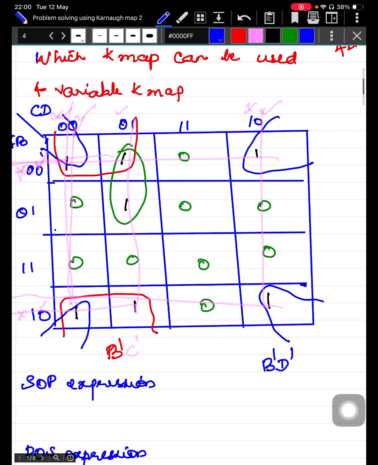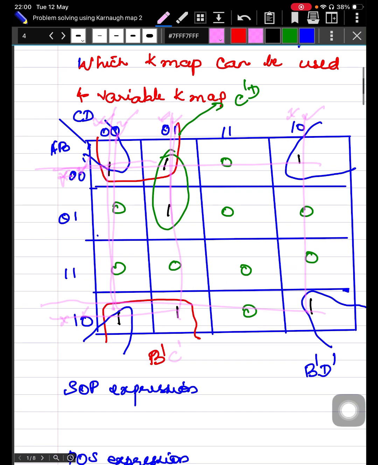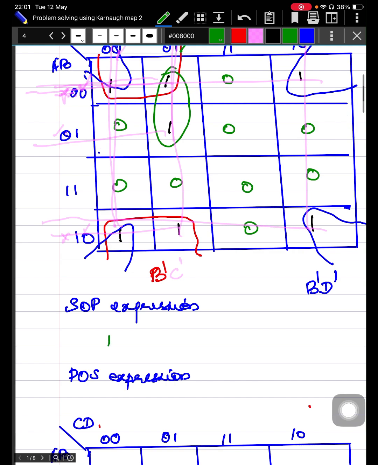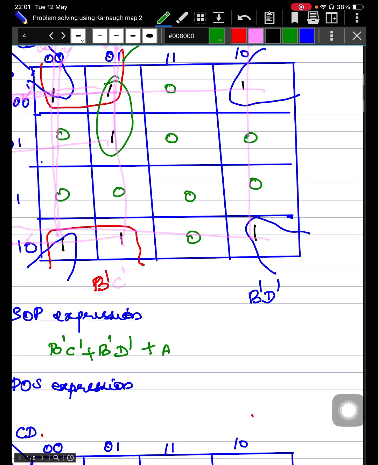And what's the name of the green group? In the green group again, I'll project it row, column wise. Column wise, this 0 and 1 are common to both the boxes, so I can write it here itself. It is C dash D. Is that all? I should also check the rows. So here and here, A is common. A is 0, A is 0. So A dash, C dash, D. Am I right? So what is the SOP expression? B dash, C dash plus B dash, D dash plus, what's the name of the green group? A dash, C dash, D.